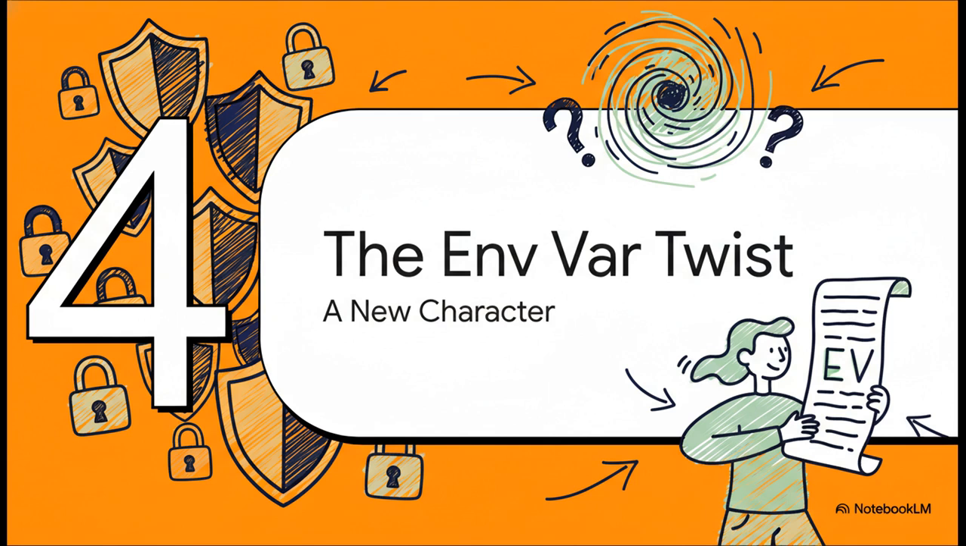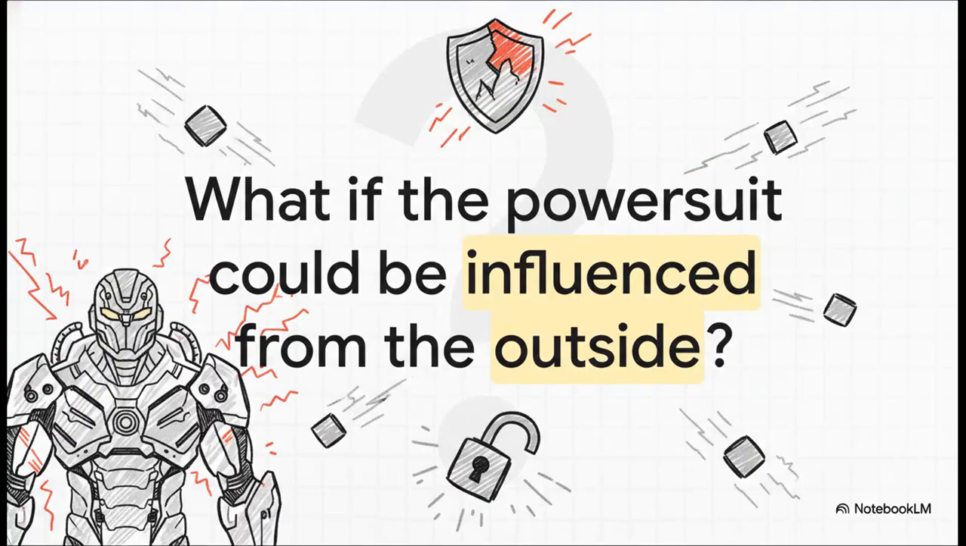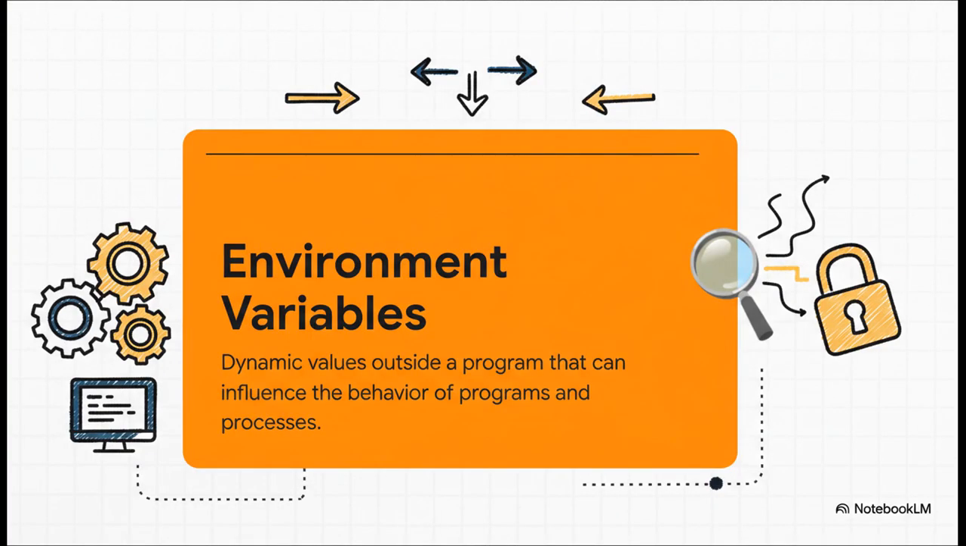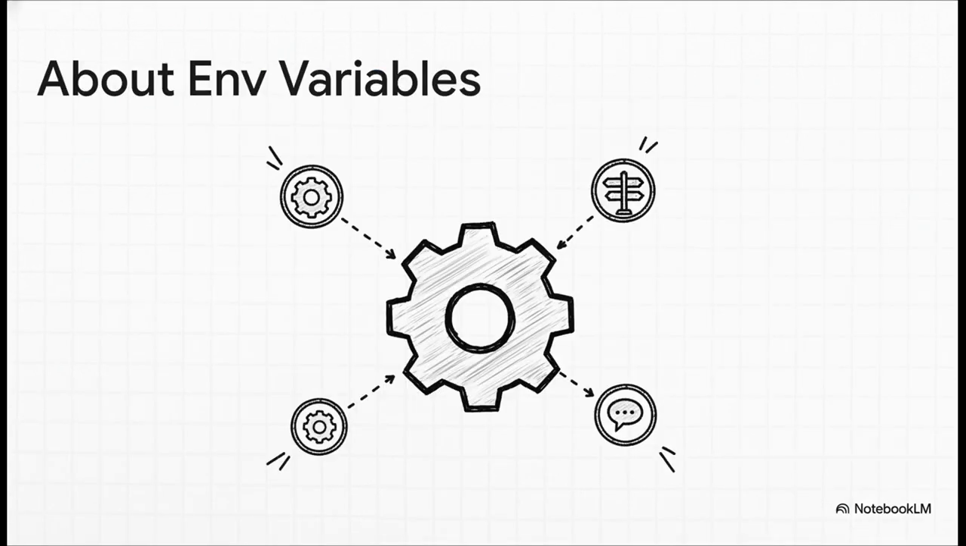And that character is the environment variable. And this is where things get really interesting. The program itself, the power suit, might be totally secure, but what if you could mess with its behavior from the outside, even while it's wearing that root-powered suit? That's pretty much the exact job description of environment variables. They're dynamic settings that live outside of a program's code, but the program can read them and change how it acts on the fly. These variables are absolutely fundamental. They're part of every single process, and they allow for a ton of flexibility.